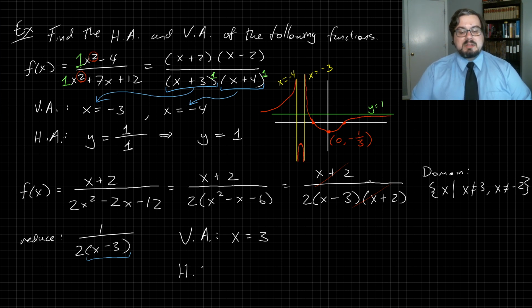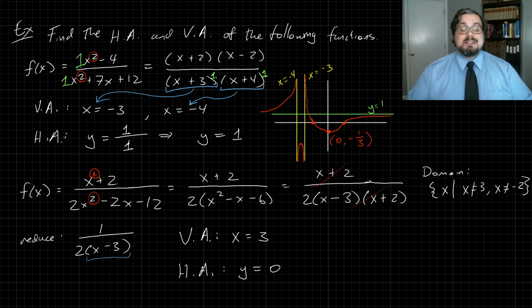And then for the horizontal asymptote, we compare the degrees of the numerator and denominator. In this case, the numerator has degree 1 and the denominator has degree 2. When the denominator has greater degree, that means that we have a horizontal asymptote of simply y equals 0.